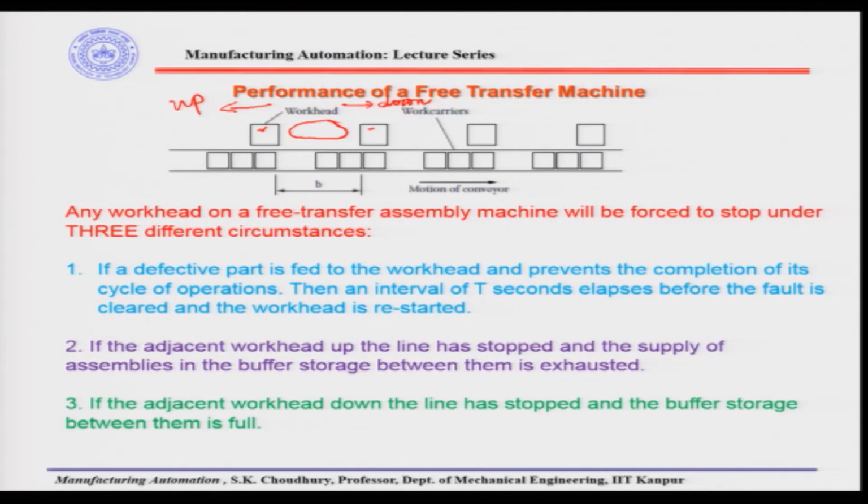The third reason is that if the adjacent workhead down the line stops, for example if this machine stops, then this machine can keep working and put subassemblies in the buffer till the buffer stock is full. So, if the adjacent workhead down the line has stopped and the buffer storage between them is full, it will stop. I hope this is clear. I have repeated it because it is a little difficult to realize. That is what I wanted to discuss in this course on manufacturing automation. Thank you for your attention.